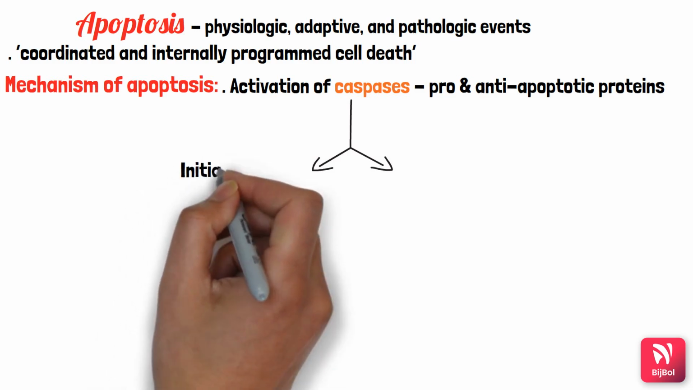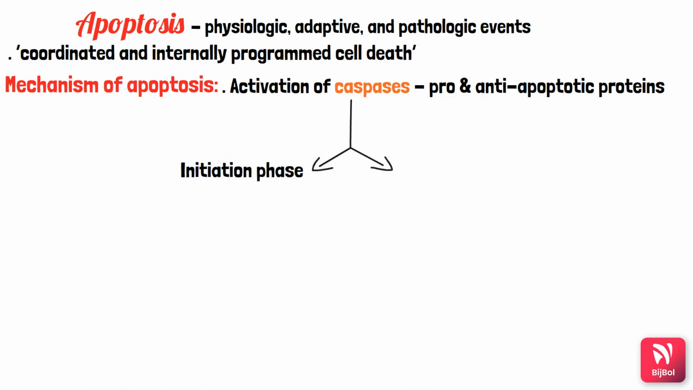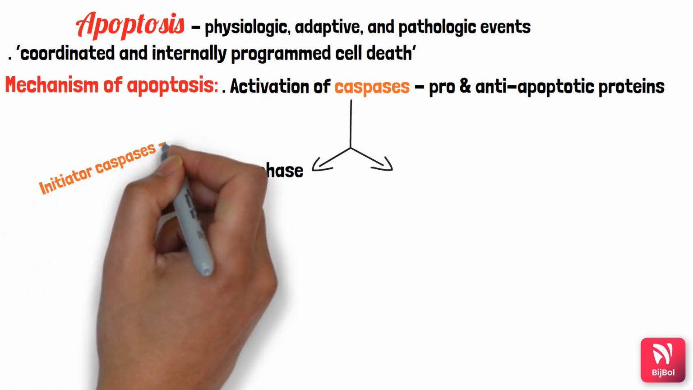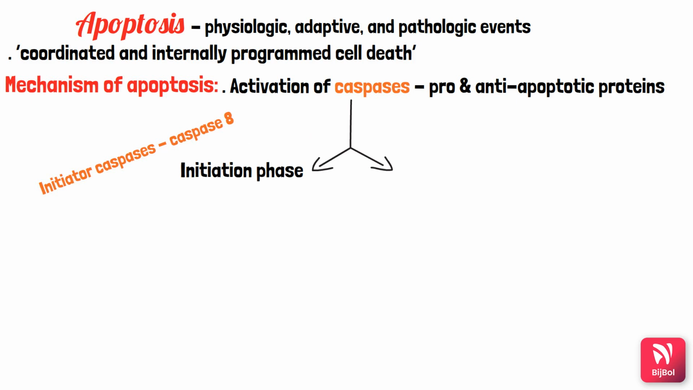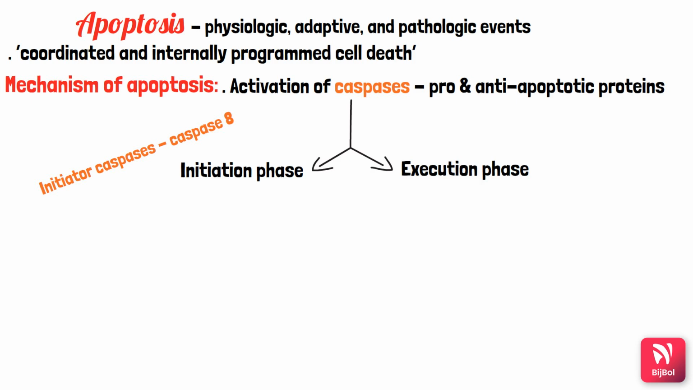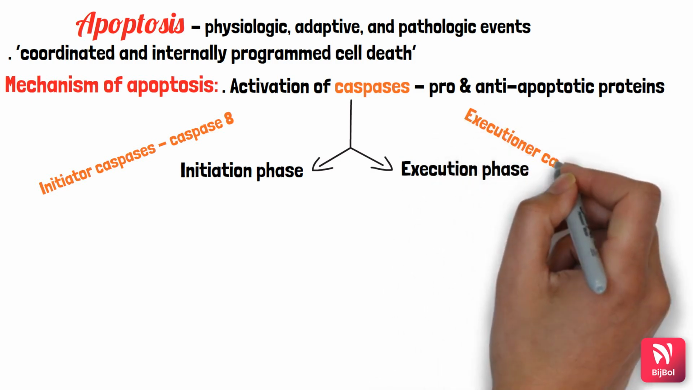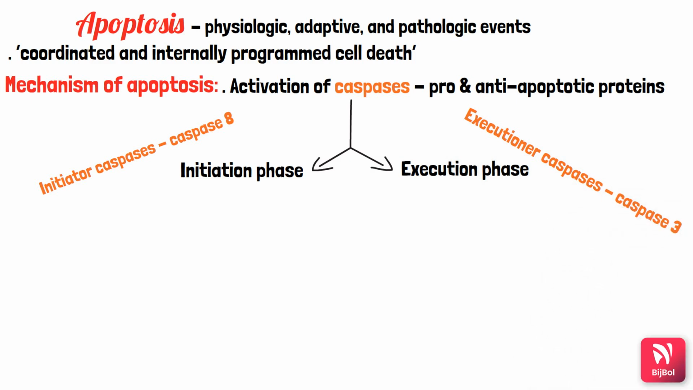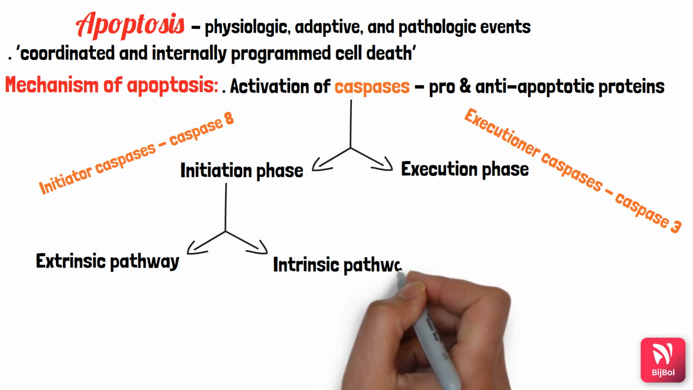First is the initiation phase. Usually these caspases are present in inactive form in the cell, so they have to be turned to active form. In the initiation phase, there is activation of initiator caspases. The commonest ones are caspase 8 and 9. Whereas in the execution phase, there will be activation of executioner caspases. The commonest ones are caspase 3 and caspase 6. This activation of caspase 8 and 9 can occur in two pathways: the extrinsic pathway, that is by signaling from outside, or the intrinsic pathway.